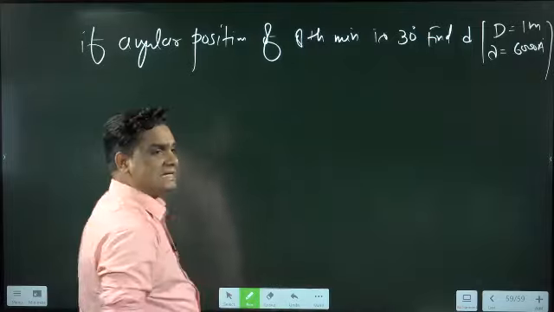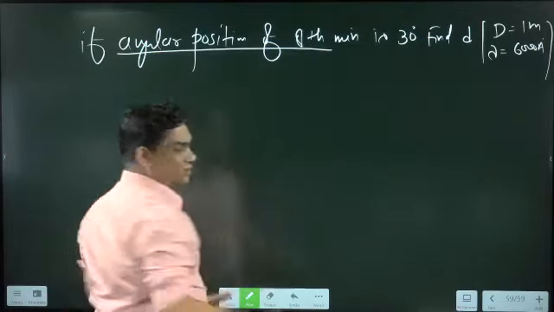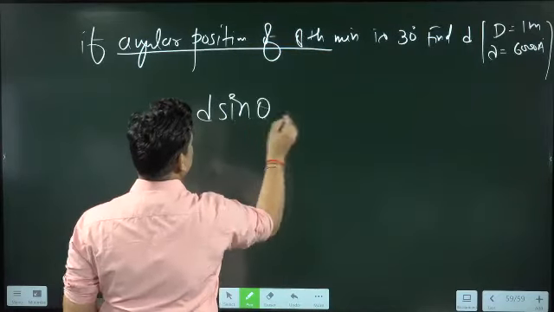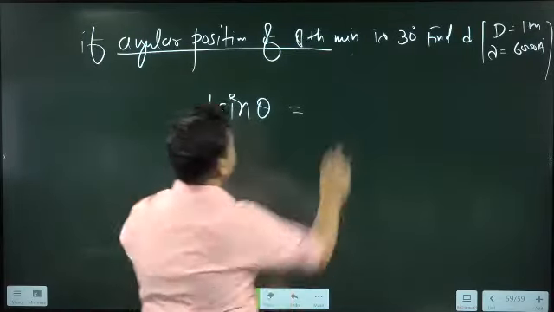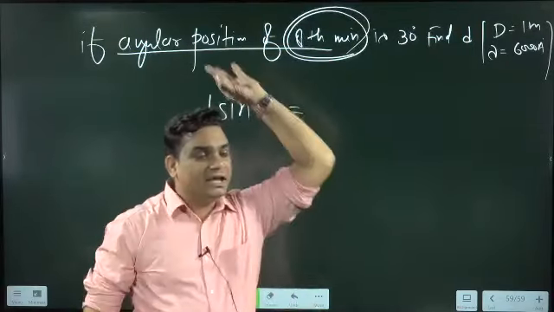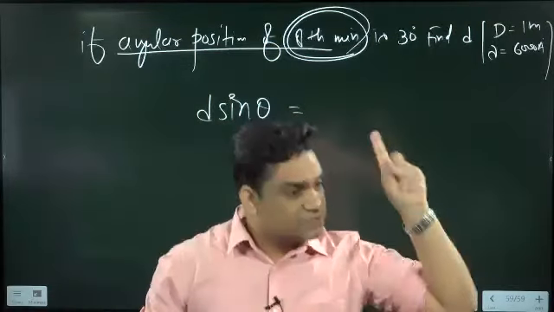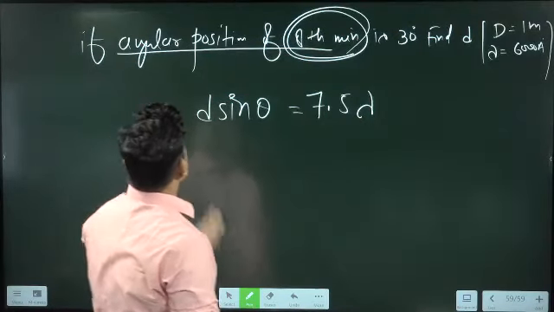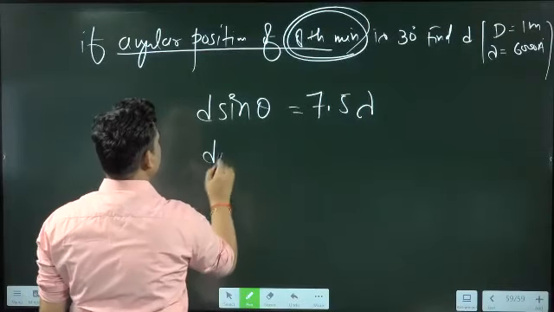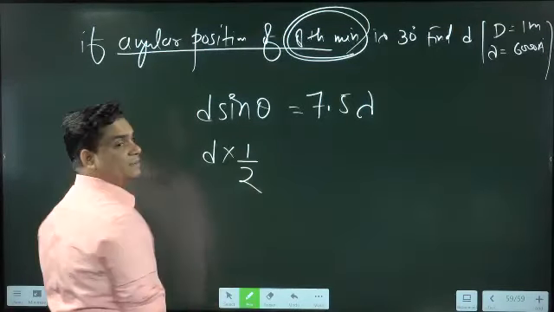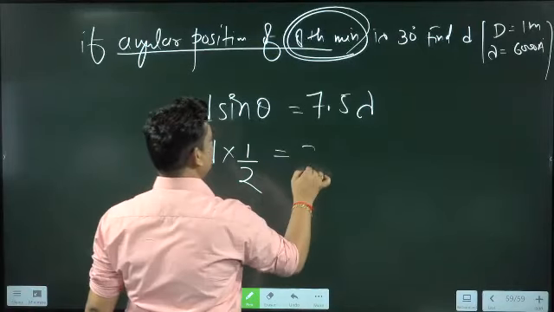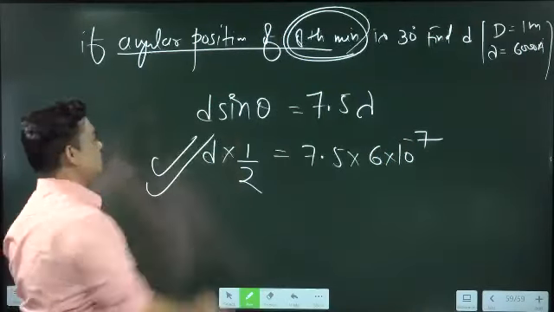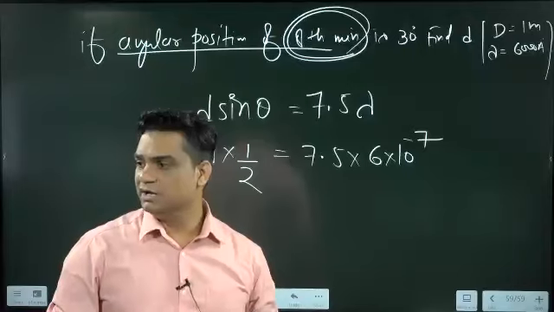Now what we can write here, for angular position, you don't have to remember any formula. We can say directly that d sine theta, the same thing is there in diffraction also. d sine theta for the 8th minima should be 7.5 lambda. The angular position is 30 degrees, so we get d into sine 30. Sine 30 is 1 by 2, equal to 7.5 times lambda, where lambda is 6000 angstrom, 6 into 10 power minus 7. Can you calculate this small d? Yes, we can calculate the small d here.